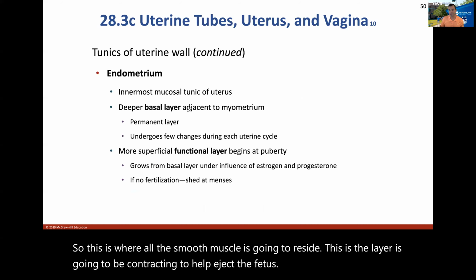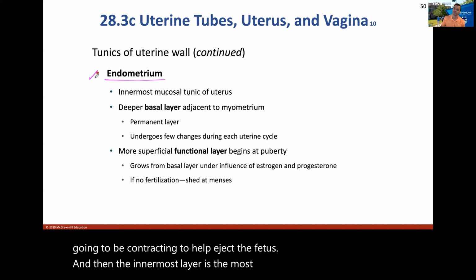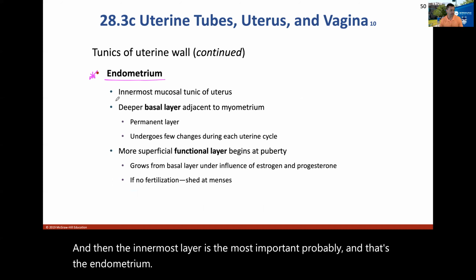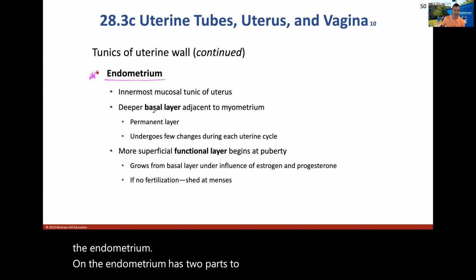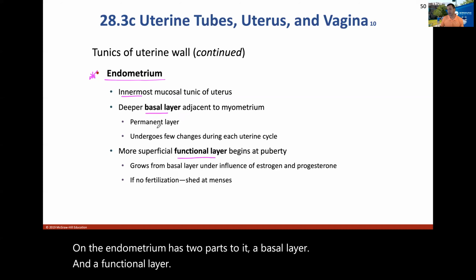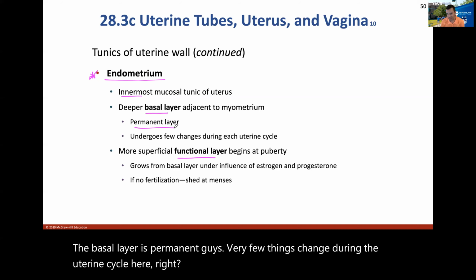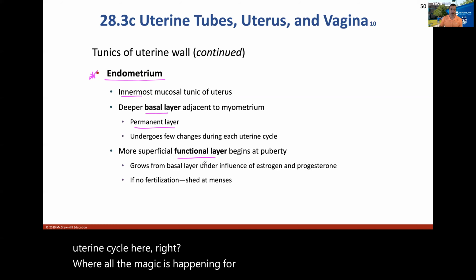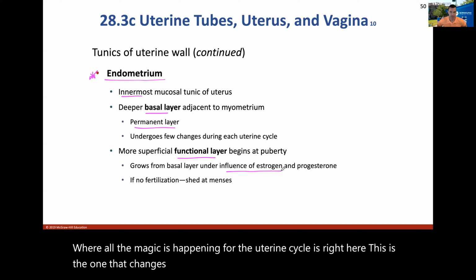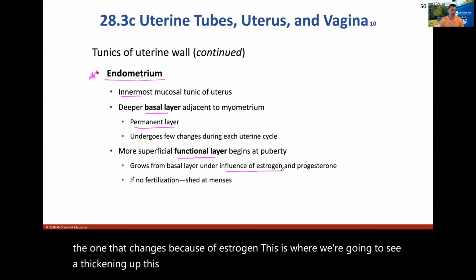And then the innermost layer is probably the most important, and that's the endometrium. The endometrium has two parts to it, a basal layer and a functional layer. The basal layer is permanent, guys. Very few things change during the uterine cycle here. Where all the magic is happening for the uterine cycle is right here, okay? This is the one that changes because of estrogen. This is where we're going to see a thickening up. This is the layer that is shed during menstruation if no fertilization occurs.